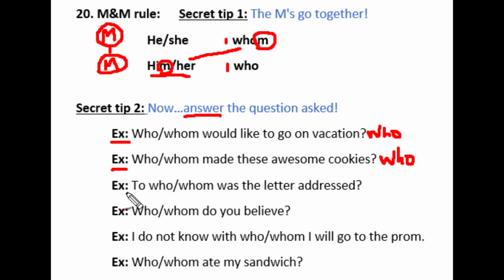Let's take a look at example number 3. To whom was the letter addressed to? All right. The letter was addressed to him. If we use him, him has an M in it, so therefore we would go with the M&M rule, saying we're going to use the word whom for example 3. Let's take a look at the next one. Go ahead, do this one on your own.